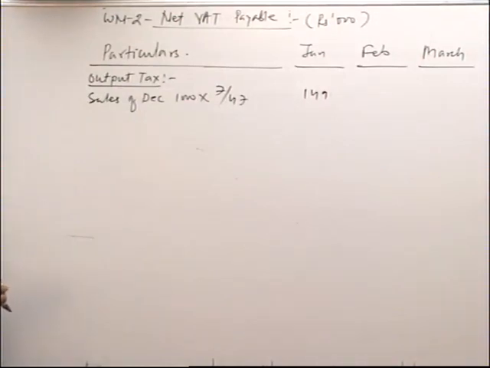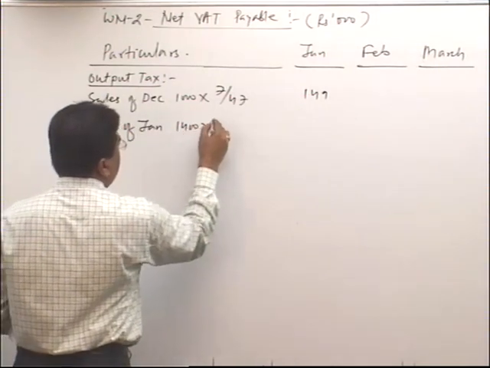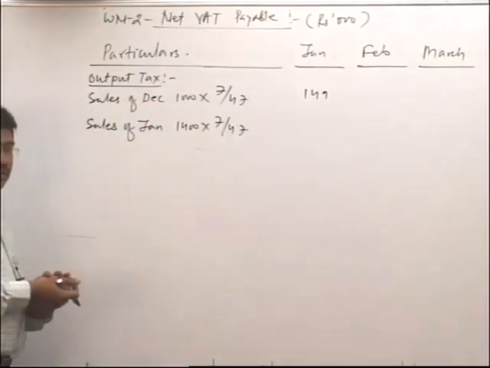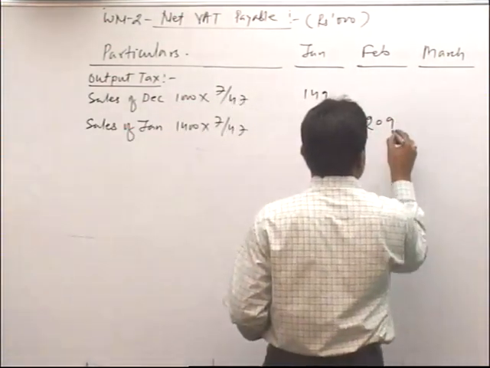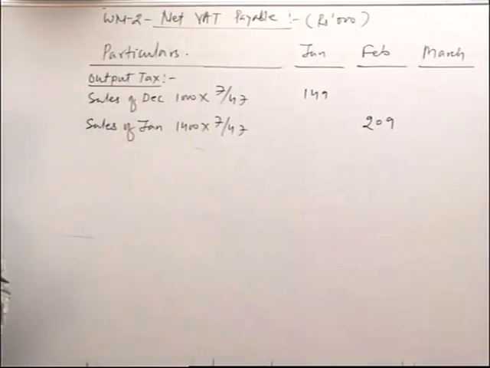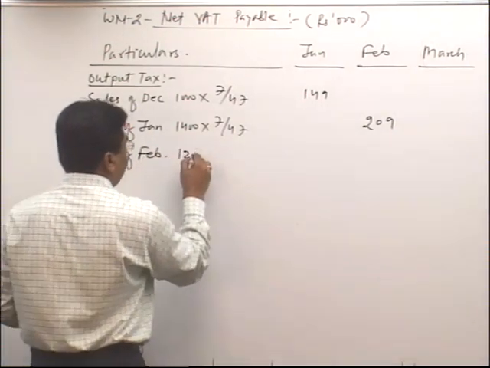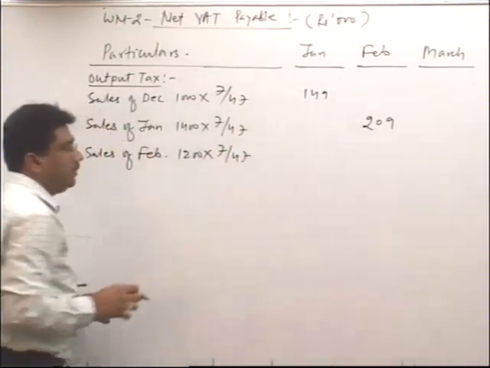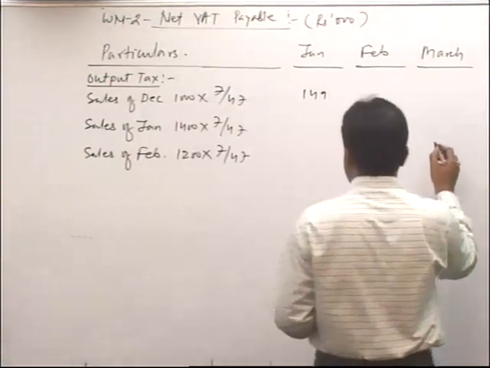Same way for February, you have to take sales of January. Sales of January is 1400. 1400 into 7 upon 47, so it is 209. It will be payable in February. And then sales of February 1200 into 7 upon 47, that gives 179. So it is the output tax of March.